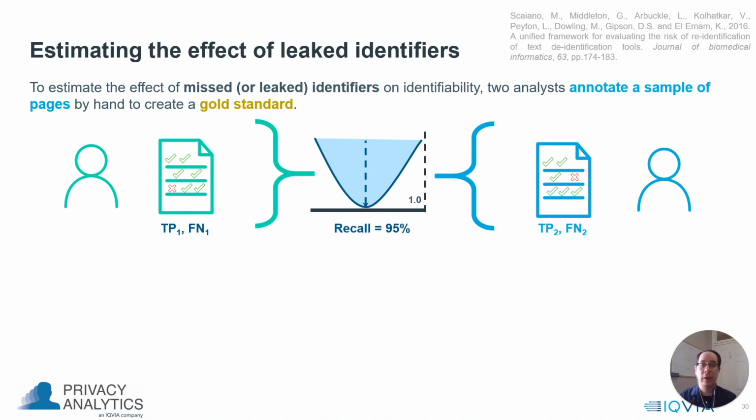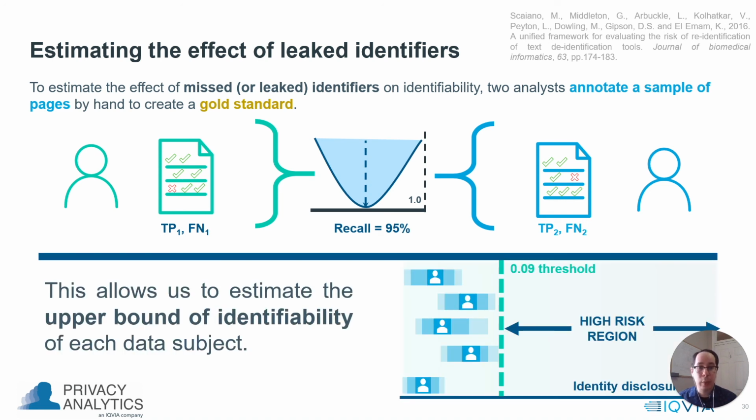So typically what we do is we ask two data analysts to create a gold standard sample of pages, which are sampled from throughout the document. And based on this manual annotation process, we can derive a confidence interval for recall. And this plugs directly into our risk measurement. So higher values of sample recall translate to a smaller footprint in terms of missed identifiers on disclosure risk.